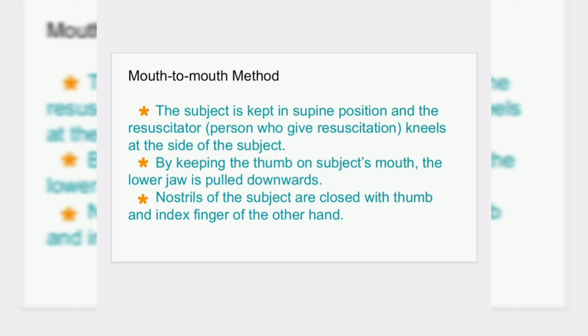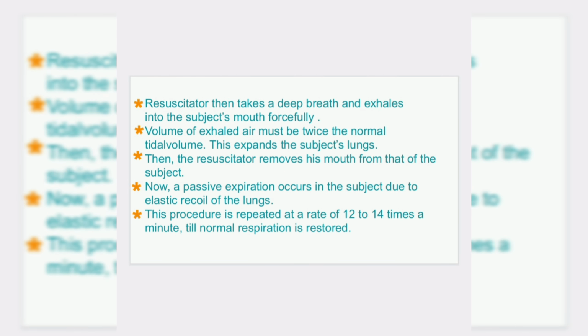In mouth-to-mouth method, the subject is kept in supine position and the resuscitator, person who gives resuscitation, kneels at the side of the subject. By keeping the thumb on subject's mouth, the lower jaw is pulled downwards. Nostrils of the subject are closed with thumb and index finger of the other hand. Resuscitator then takes a deep breath and exhales into the subject's mouth forcefully. Volume of exhaled air must be twice the normal tidal volume.